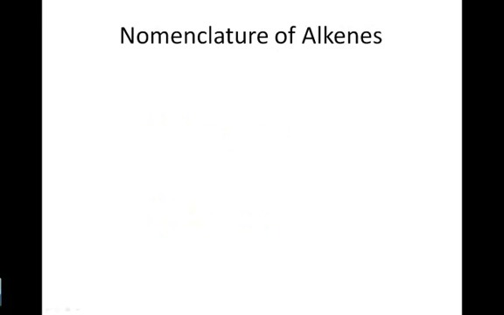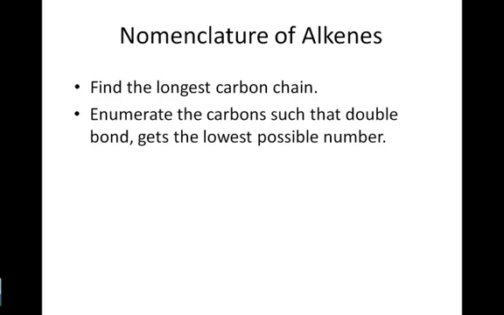Let's look at the way that we name alkenes, and you're going to see that it's very similar to the way that we named alkanes. First, you're going to find the longest carbon chain, just like you did when you named the alkanes. You're going to number the carbons so that the double bond gets the lowest possible number.